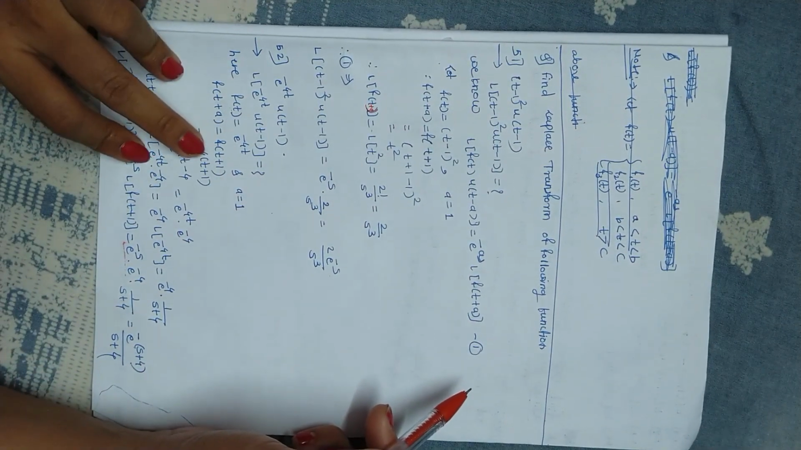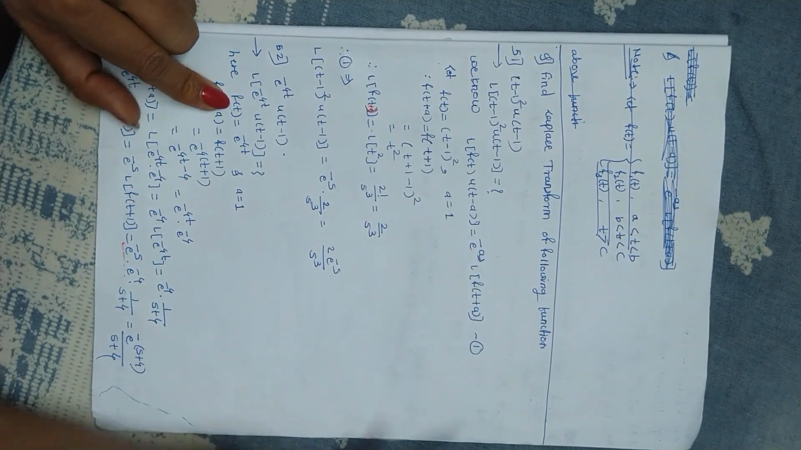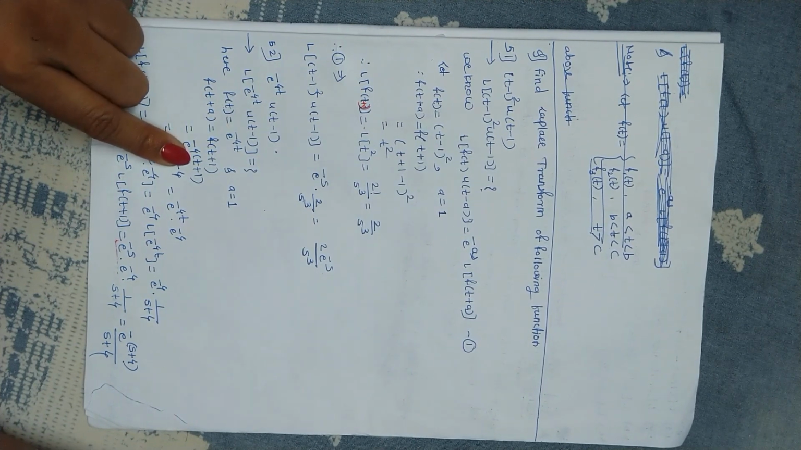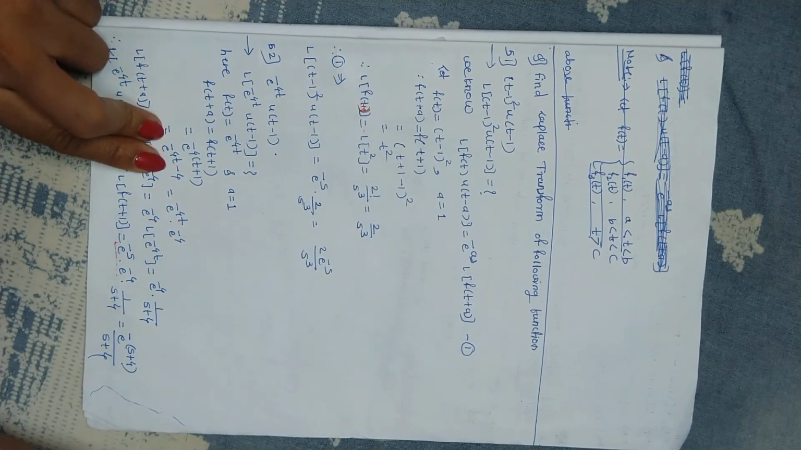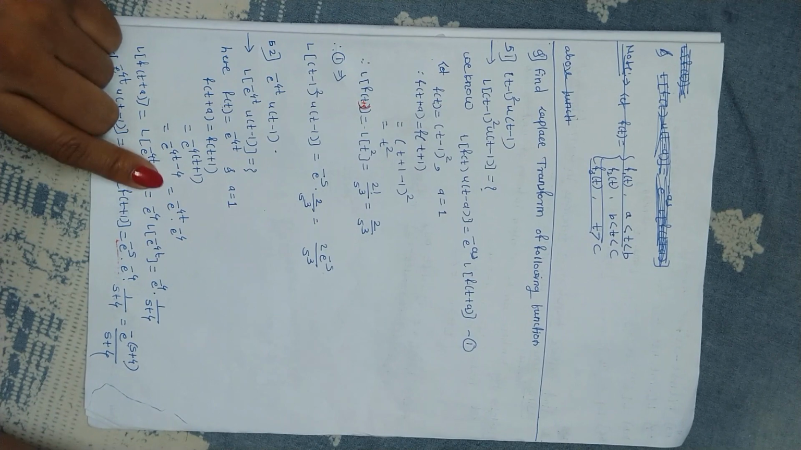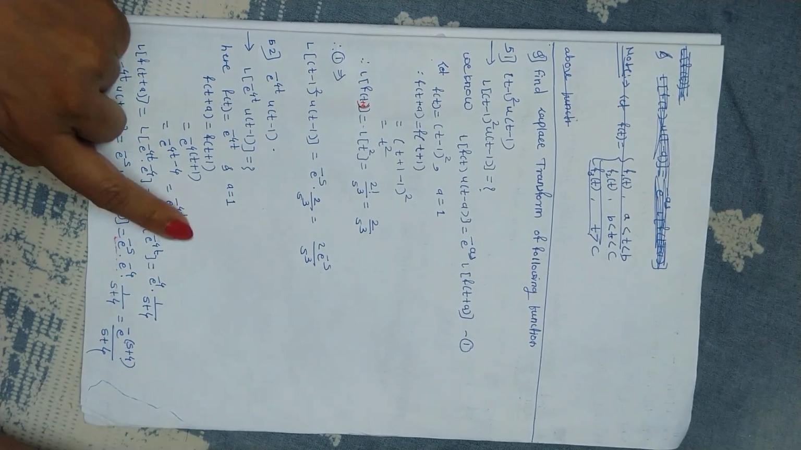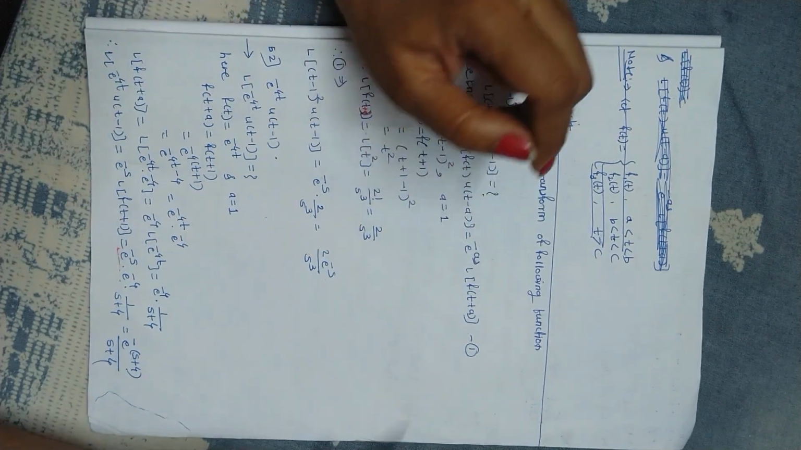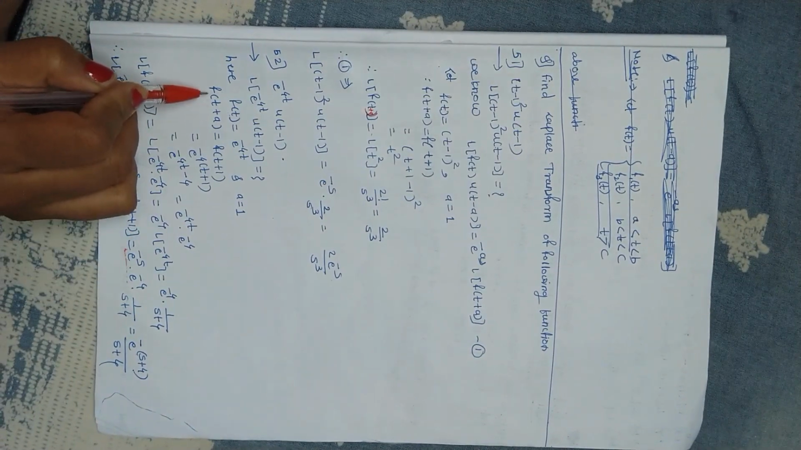What is f of t plus 1? Just replace t by t plus 1 in the f of t. We get e raised to minus 4 times t plus 1. Now splitting the indices, we get e raised to minus 4t minus 4. Now just separate the base: e raised to minus 4t into e raised to minus 4. Why do we separate this? Because e raised to minus 4 doesn't contain any t, so it is a constant and can be taken outside the Laplace. Now this is our f of t plus a.